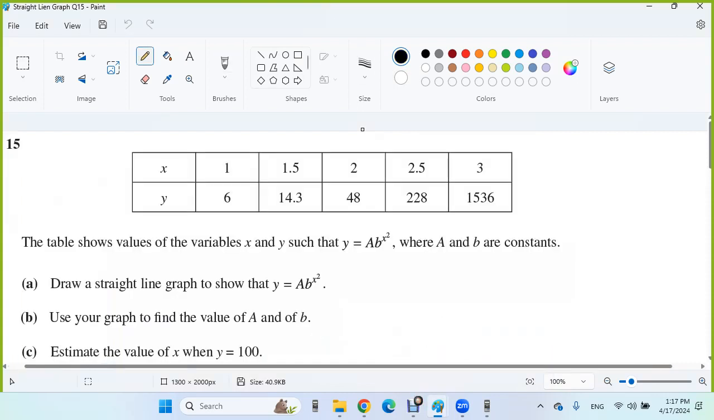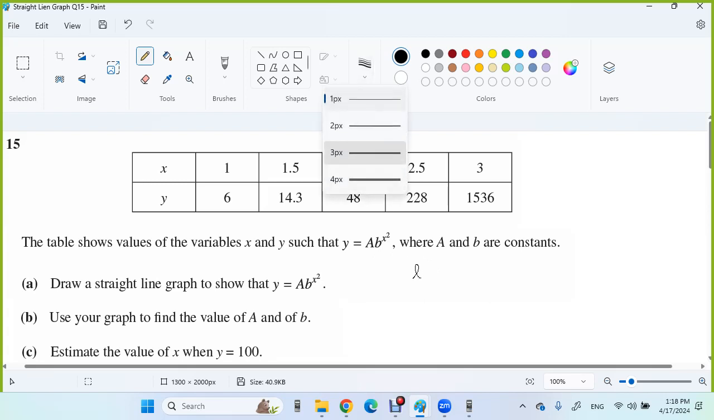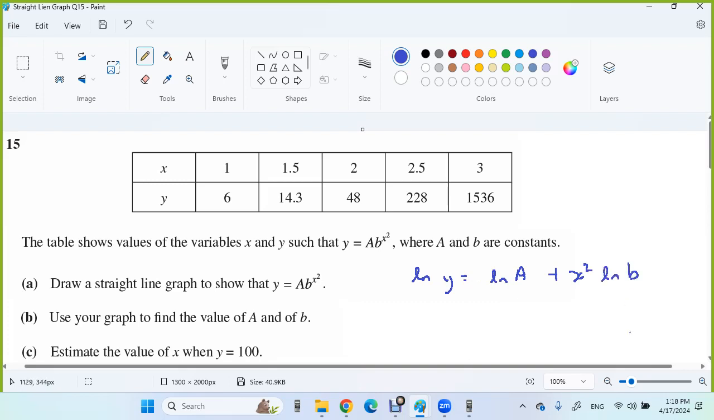The table shows the values of x and y such that y = ab^(x²), where a and b are constants. We need to draw a straight line graph to show that y = ab^(x²). So we take ln on both sides. Then we have ln y = ln a + x² ln b.